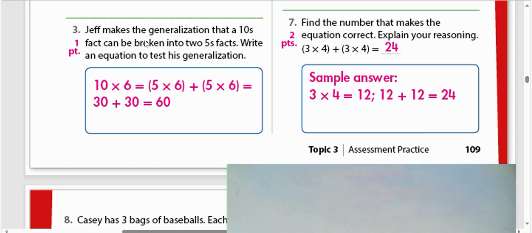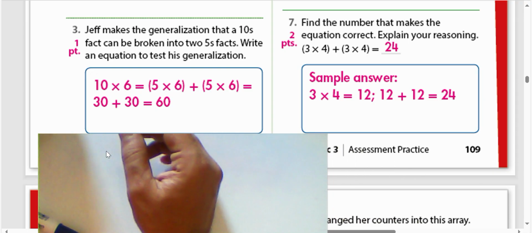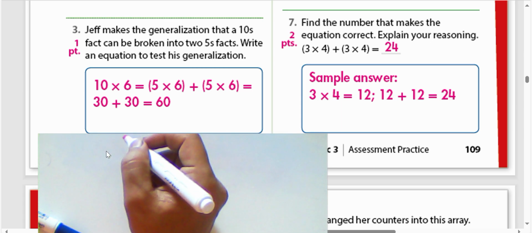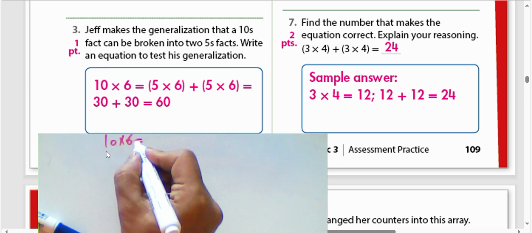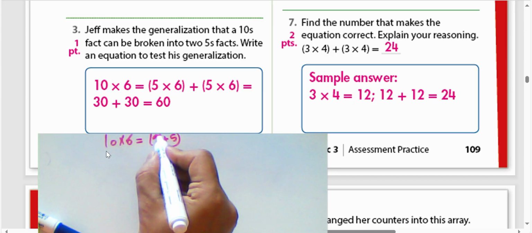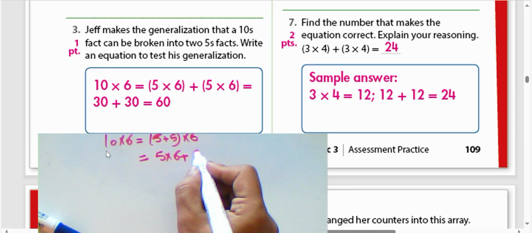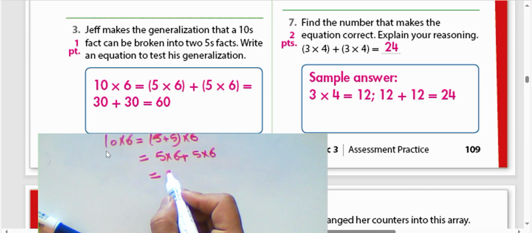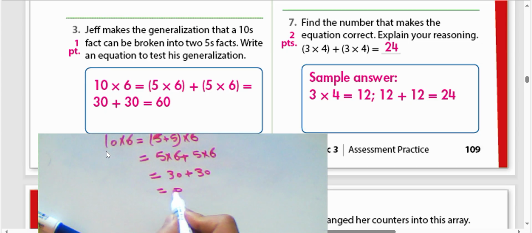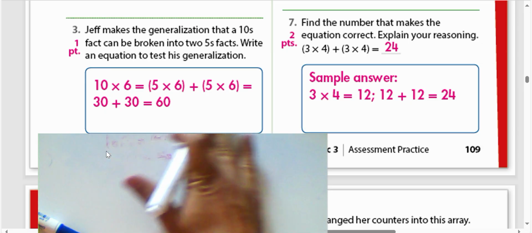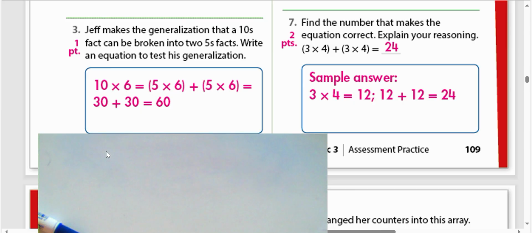Next question. Can the ten fact be broken into two 5 factors? Yes, 10 equal 5 plus 5. No, 10 times 6 equal 5 plus 5. We can use distributive properties here about this fact. We have two factors of 5. 10 product by 6 equal 5 plus 5 product by 6, and then we can write 5 times 6 plus 5 times 6. 5 times 6 equals 30, and 5 times 6 30. 30 plus 30 equals 60. The total number here will be 60.